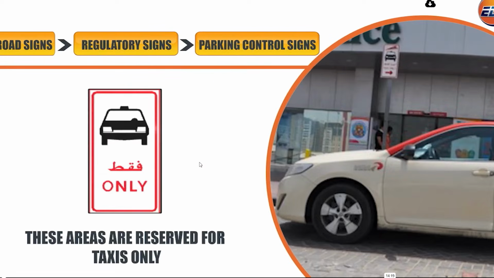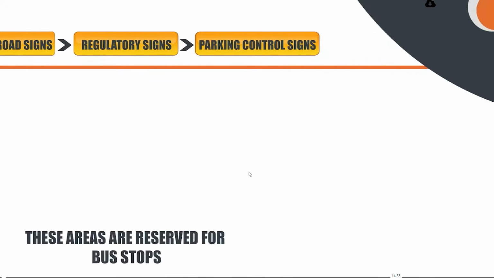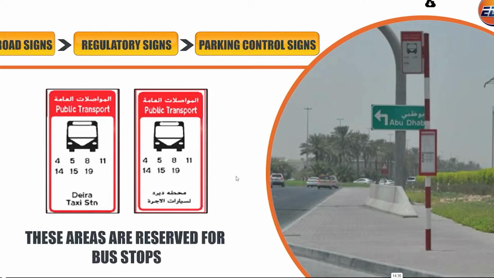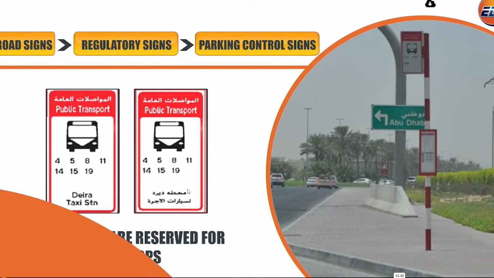Parking prohibition. Taxis only. This sign shows that this particular area is reserved for taxi only. You may commonly find these at hotels, shopping malls, airports, and metro stations. Parking prohibition, bus stops. This sign illustrates that the area is reserved for public transportation buses only.